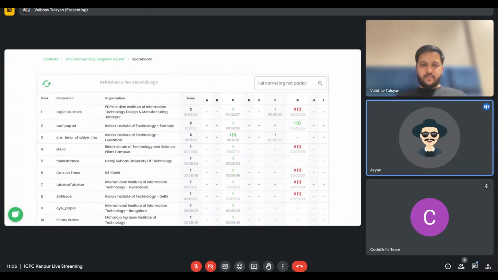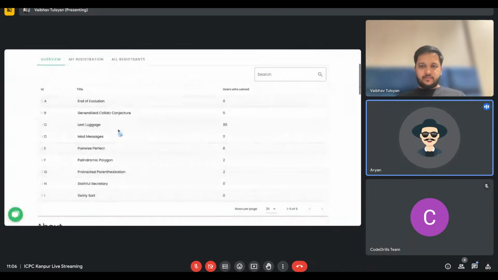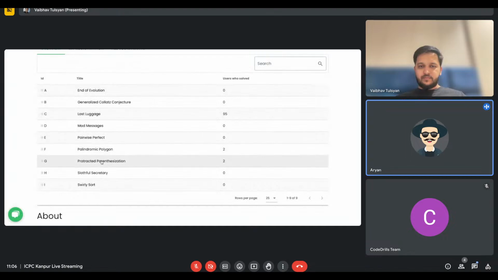And 3 distinct problems have been solved so far: lost luggage, palindromic partition, and protected parenthesis. We can even read about the protected parenthesis one.